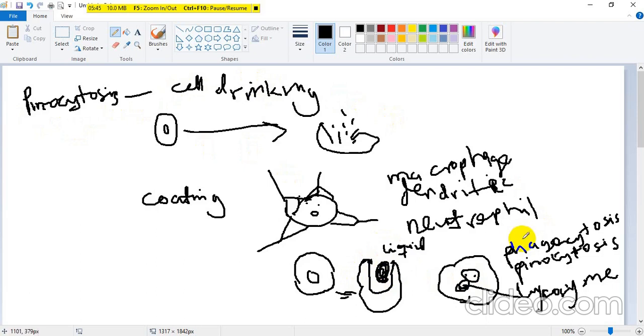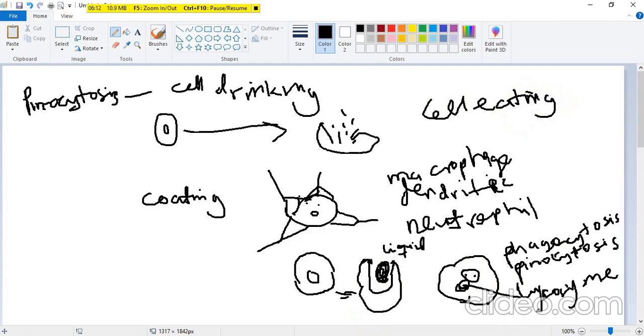pinocytosis. And if it is cells, then the macrophage, which is antigen presenting or a phagocyte, will wrap around it and produce lysozyme to feed on it. And that is what we call cell eating. The cell is eating the virus.